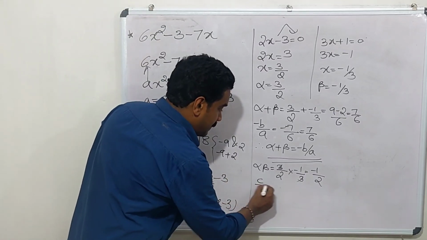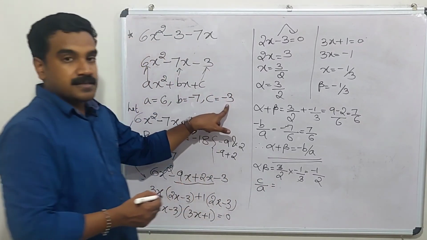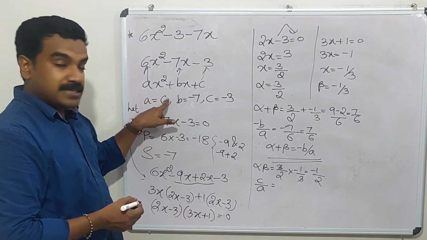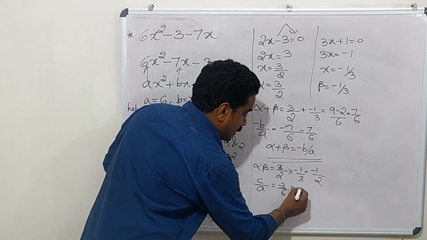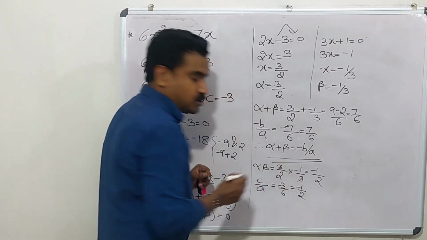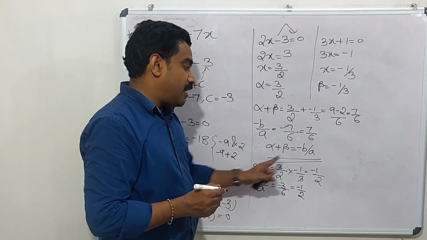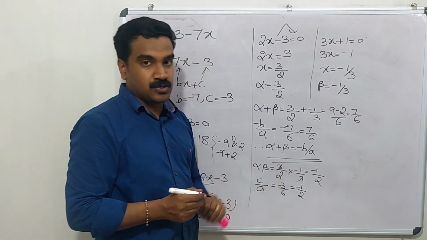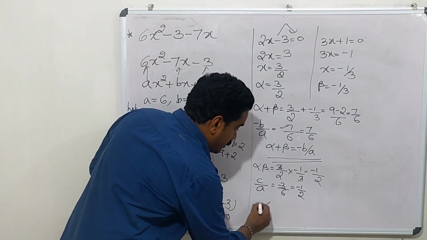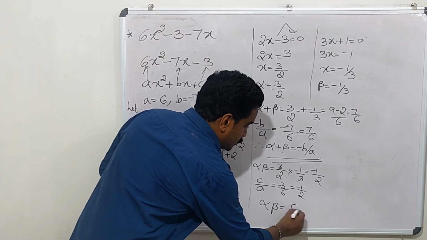And check what is c by a. What is c? C is negative 3 and a is 6. So negative 3 by 6, which is equal to negative 1 by 2. So the same answer you will get. Alpha beta equal to negative 1 by 2 and c by a is also negative 1 by 2. So you can conclude, therefore, alpha beta is equal to c by a.